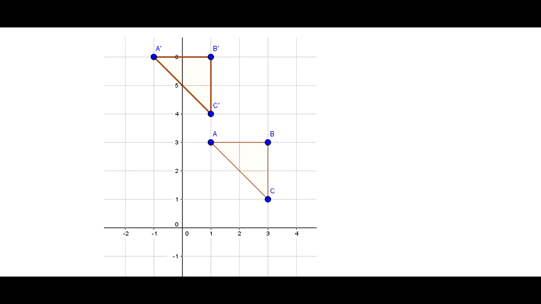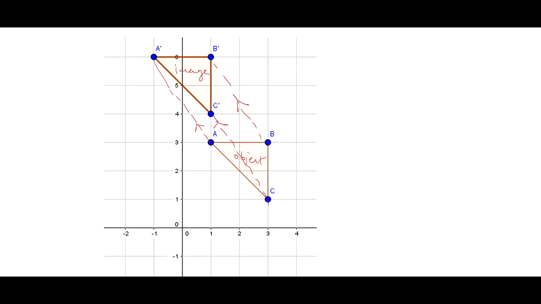So we have our object and our image. Now let's see what's happening to A and A prime, C and C prime, and B prime, right? So this is the direction in which we are moving if it's a translation.